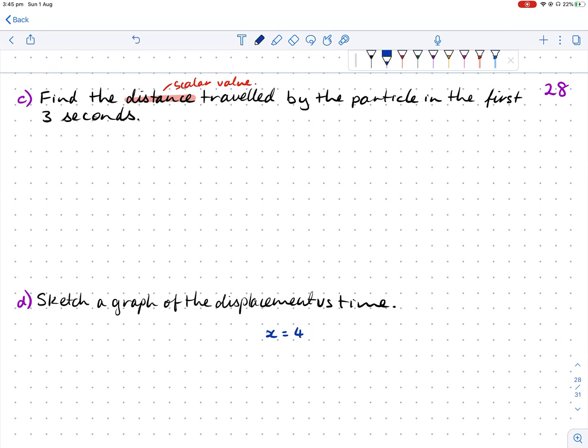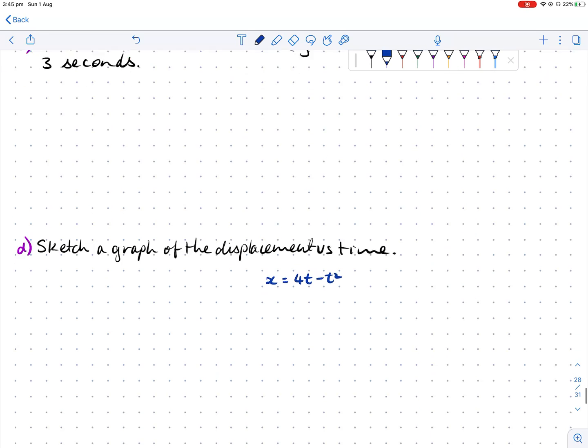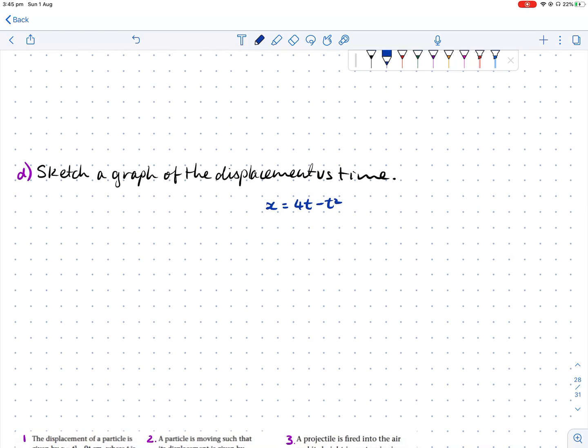The equation was x equals 4t minus t squared, and basically we're sketching this. Think of that like having y equals 4x minus x squared, and we're graphing that on a number plane. When we go to graph it, we always take t to be a positive value. We don't usually do anything with the negative bit. So only t positive, and x is going to be on your vertical axis.